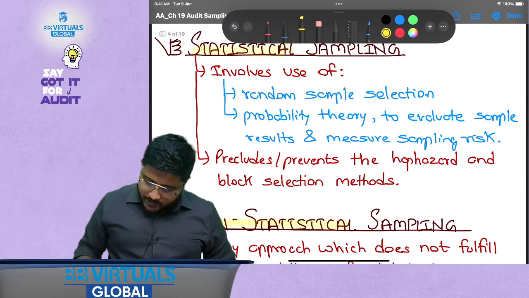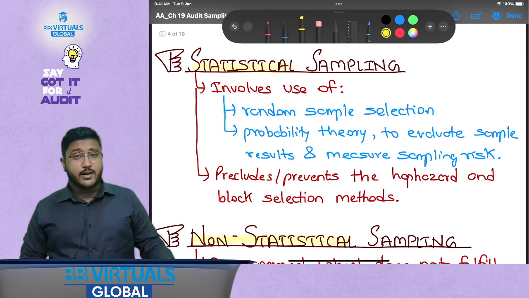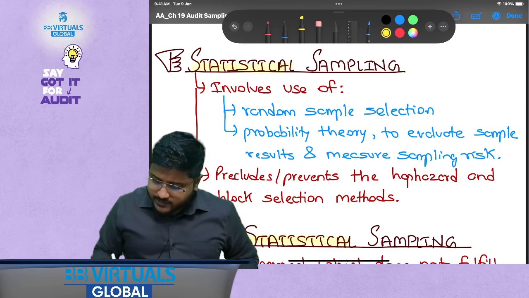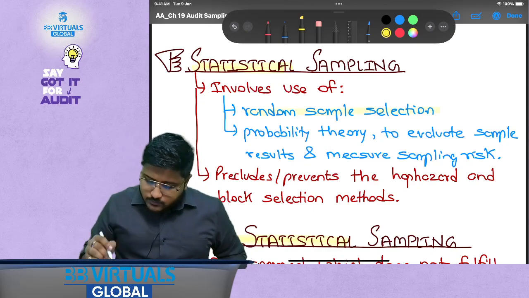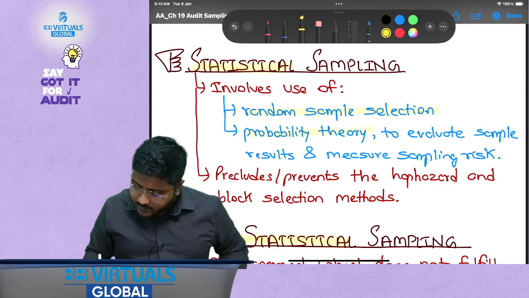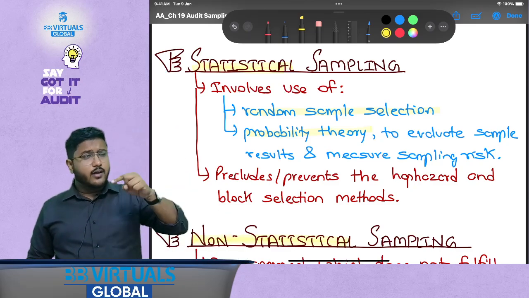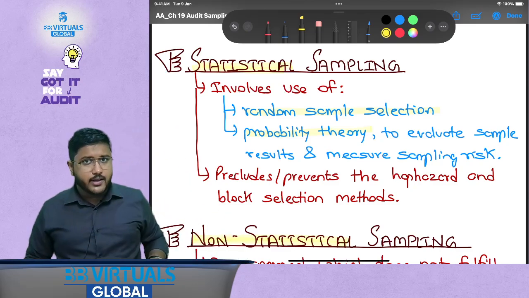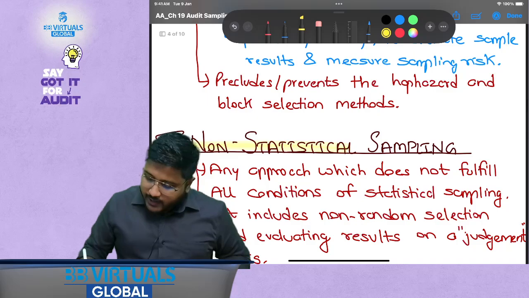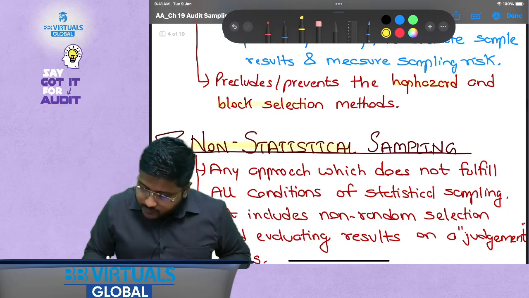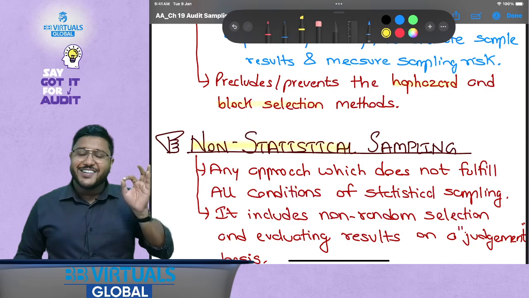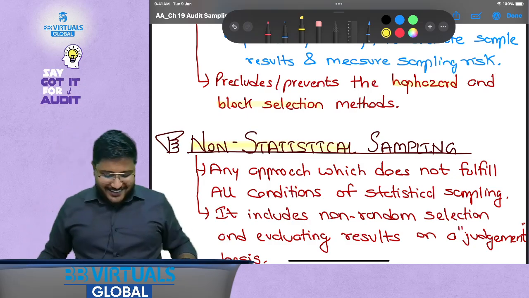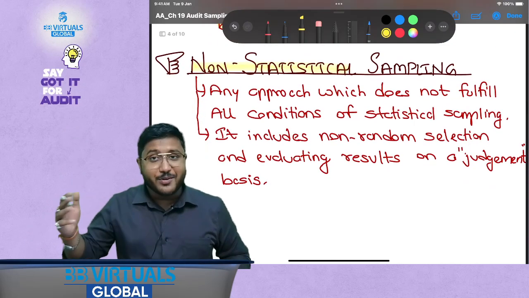Then statistical sampling and non-statistical sampling. Now when I say statistical sampling, what do I mean by it? Statistical sampling is any sampling which uses these two parameters. Number one, the sample is selected on a random basis, and second, it uses probability theory. Okay, and it prevents haphazard and block selection, because these two are considered non-statistical methods. Okay, there was a slip of tongue, sorry.